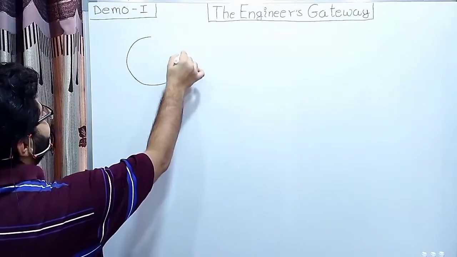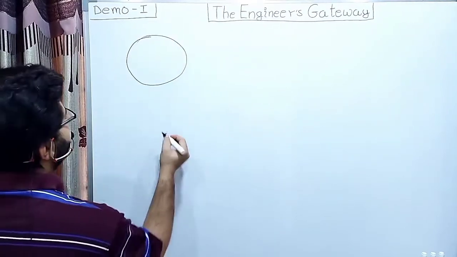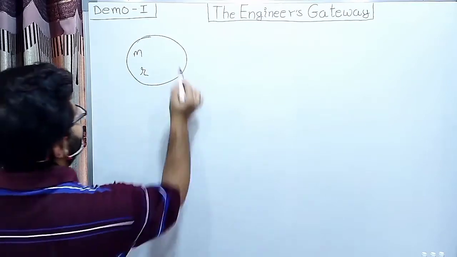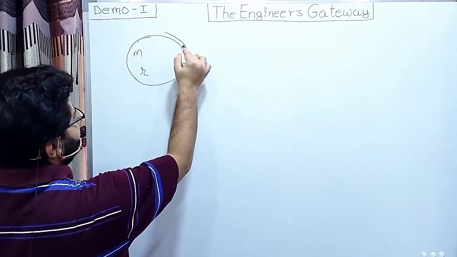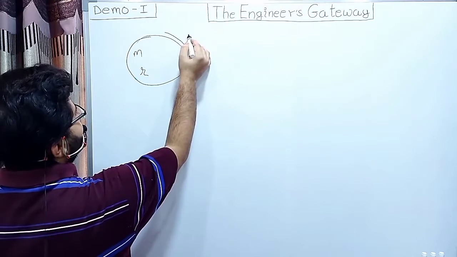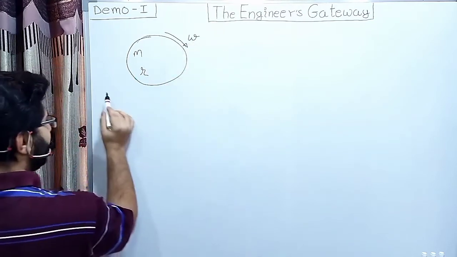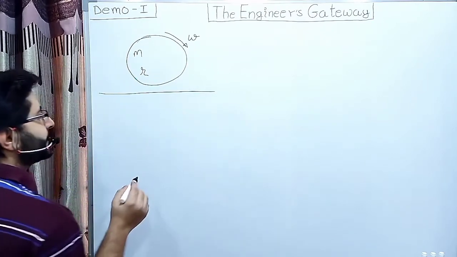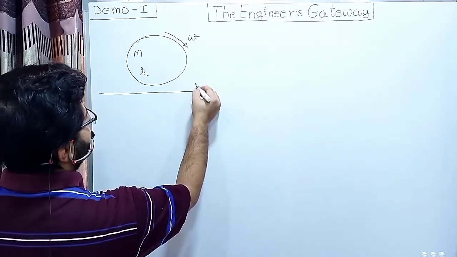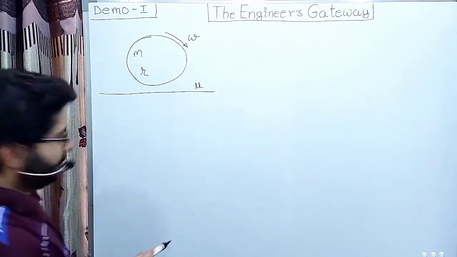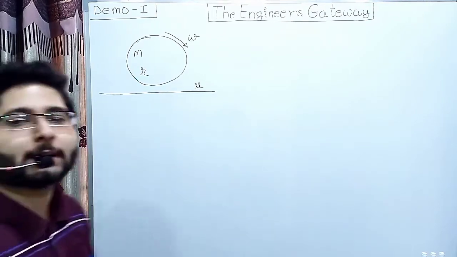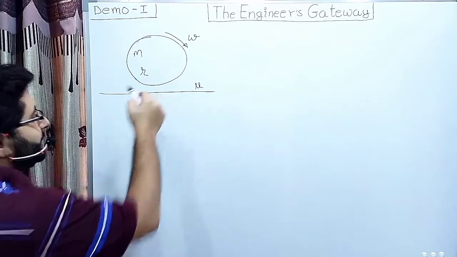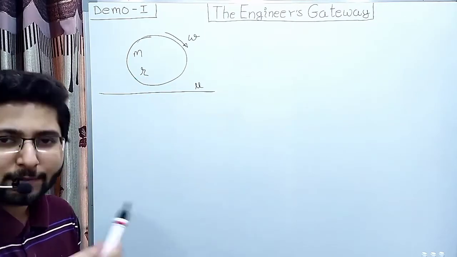You are given a disk of mass m, radius r, and it is spinning freely with an angular velocity omega. This disk is just above the surface of a rough plane with coefficient of friction mu. Now what you are asked is, after this disk is released on this rough surface, what will happen?